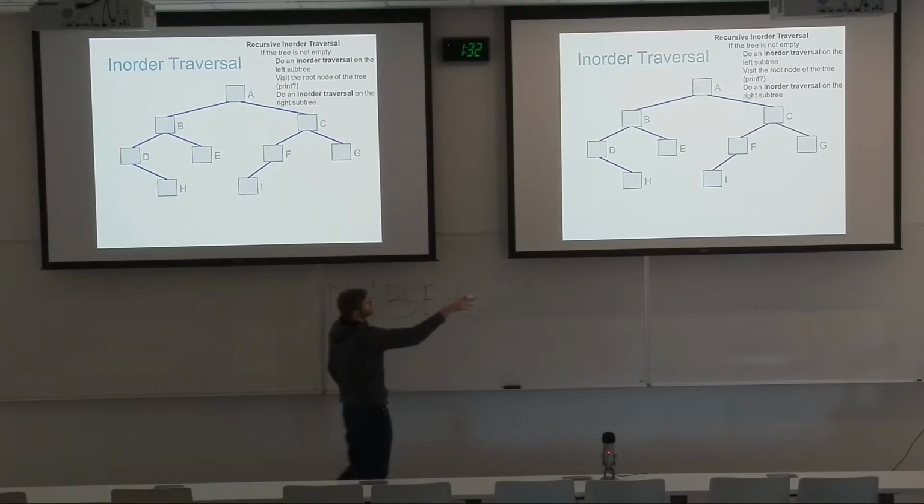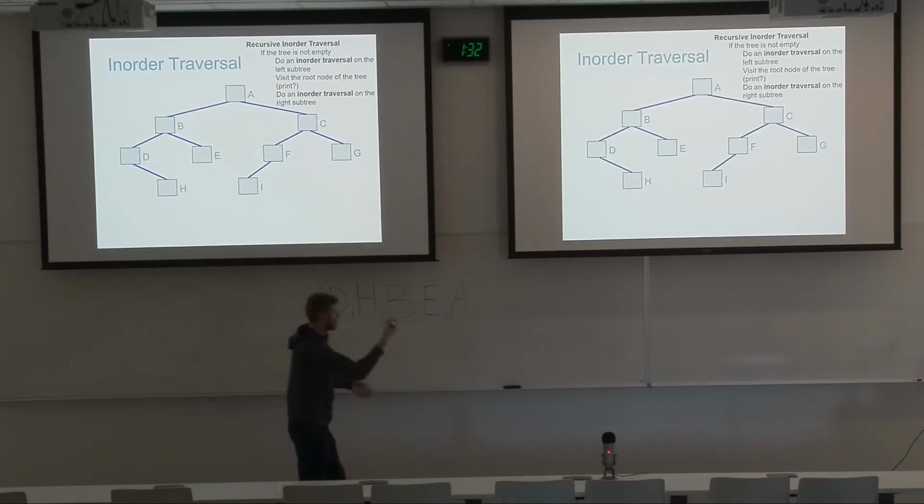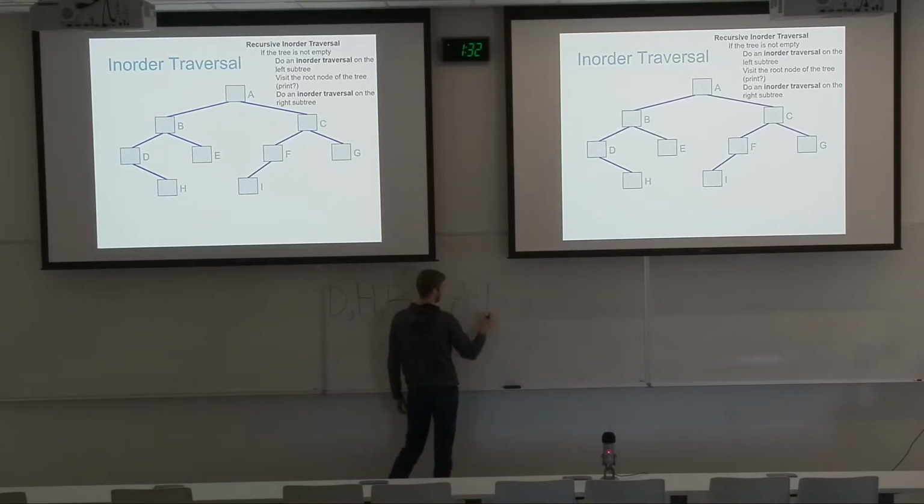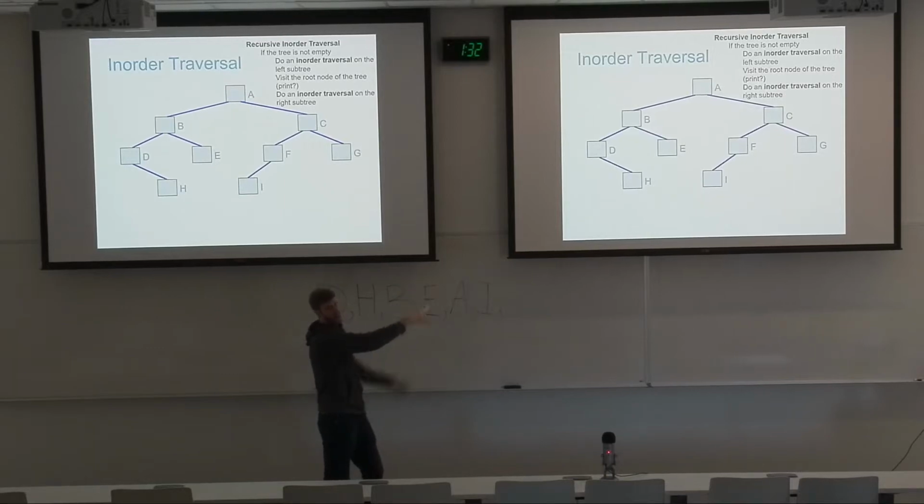Go to the right. Go to the left. Go to the left. Go to the left. So we're at I, we go to the left, there's nothing there. Return to I, print out I. Go to the right, nothing there, return. Return to F, so we finished the left subtree of F. Now we can print out F.